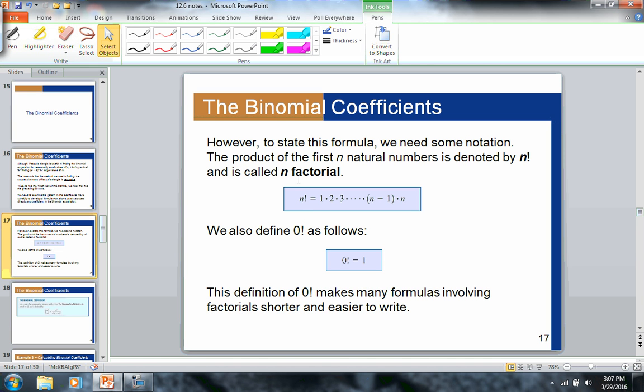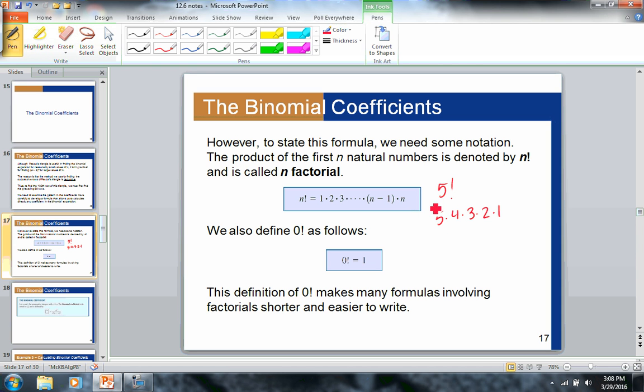So what this means is when you have a number with the exclamation point, that exclamation point is the factorial, and it means you're going to take that number times every other number that comes after it. So if I had 5 factorial, that's 5 times 4 times 3 times 2 times 1. So the way it's written here shows it going from 1 to 2 to 3 all the way up to n.